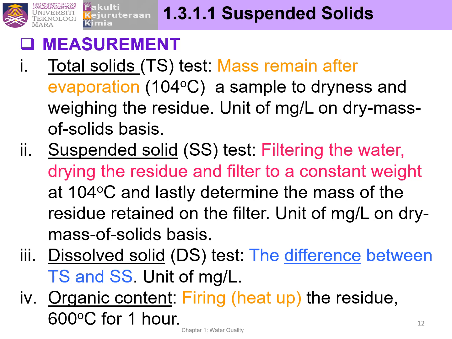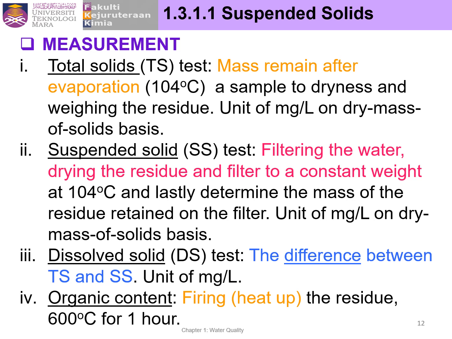Meanwhile, for the suspended solid, you filter the water, drying the residue and filter to a constant weight, also at 104 degrees C. So this is called a suspended solid. Lastly, determine the mass of the residue retained on the filter. The unit is milligram per liter. This is the unit of concentration, mass of solid basis. And the third one is the DS, dissolved solid. DS is actually the difference between TS and SS.